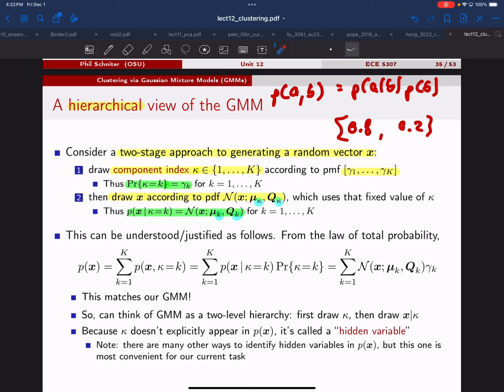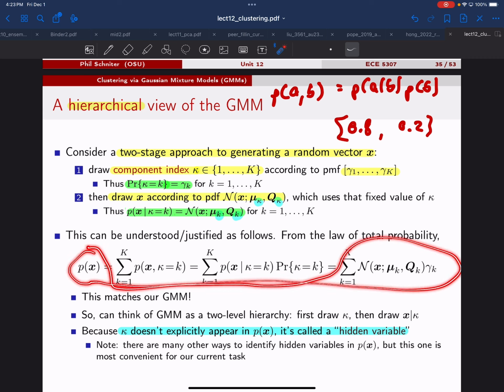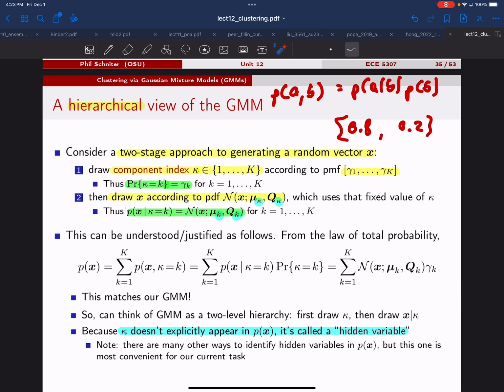Okay, so the main thing that we did here is we came up with a way of introducing a new random variable, an implicit sort of hidden random variable called kappa. So notice that the original p of x, the way we wrote it originally, has no kappas. So what we did is we invented this new random variable that was somehow convenient for us. And we came up with a slightly different way of writing our Gaussian mixture that involved kappa.